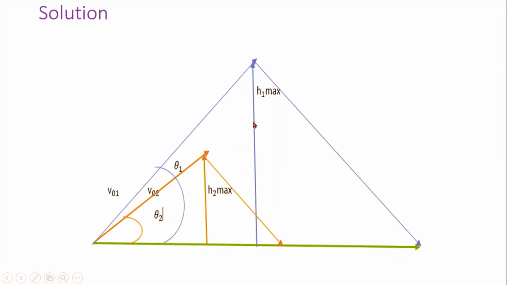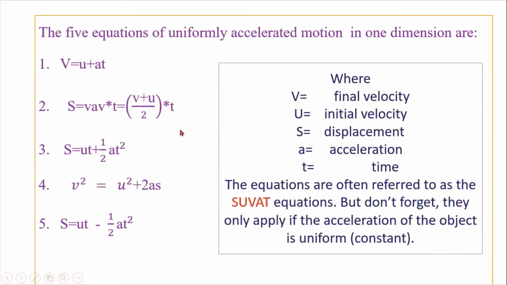The vertical line drawn in blue here is the maximum height attained by projectile 1, and similarly the vertical line drawn in orange indicates the maximum height attained by projectile 2. Now, before I proceed to the solution directly, I want you to remember the following sets of equations, as they are very important in solving problems in motion in two dimensions as well.